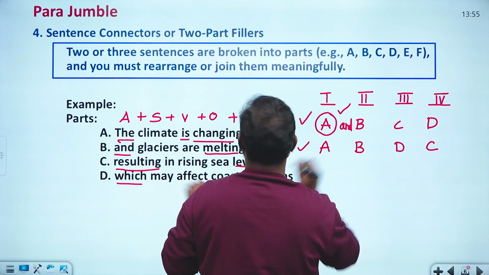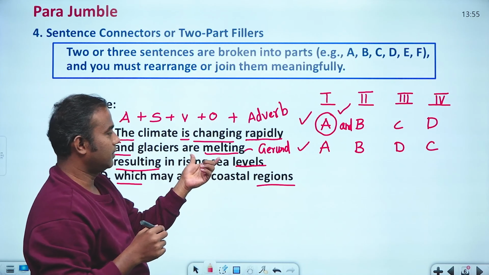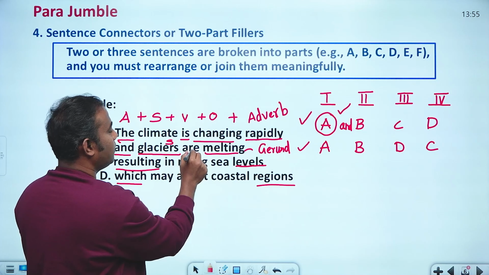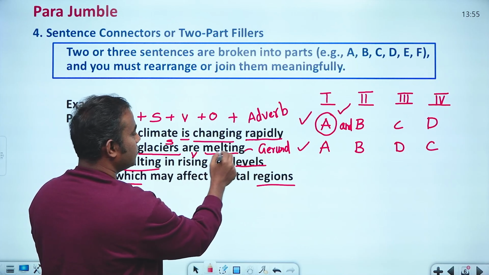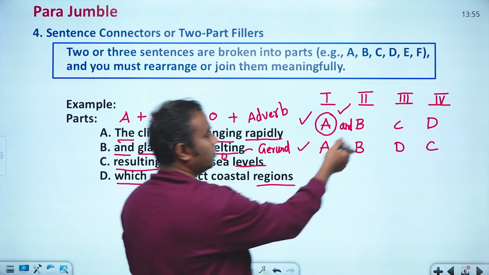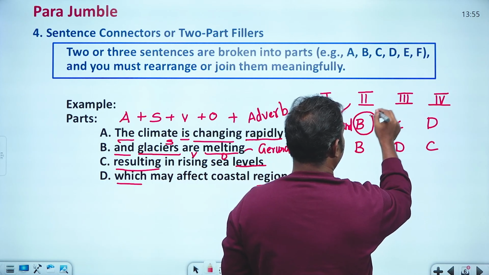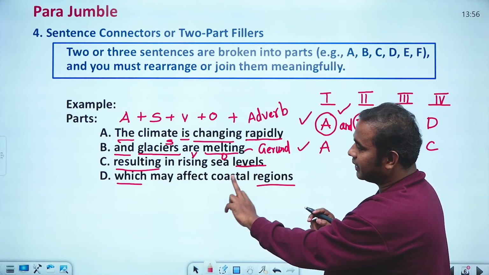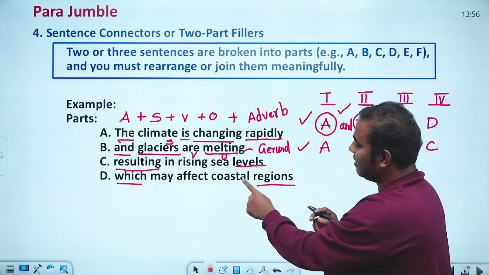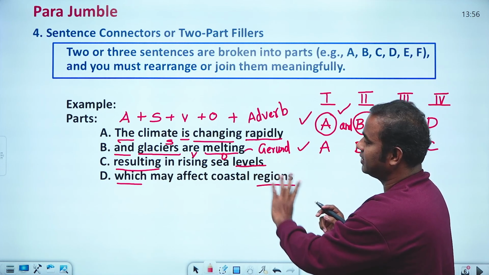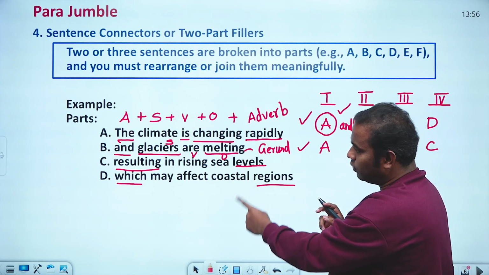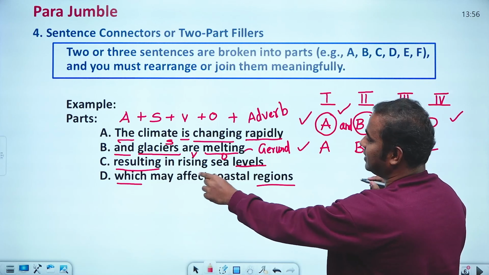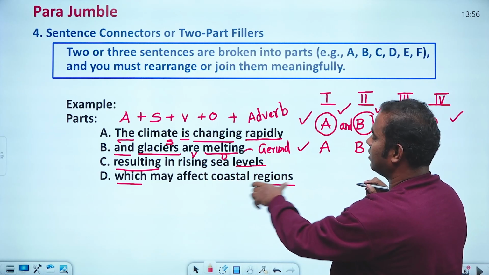So B: and glaciers are melting. Glaciers are melting: this is the subject, this is the verb, and this is a gerund, so this becomes an object. So B is also in the right position. Now the only problem is this one: C and D. Melting, which may affect the coastal regions, resulting in rising sea level. If you look at the tense format, resulting in rising sea levels, which may affect the coastal regions.